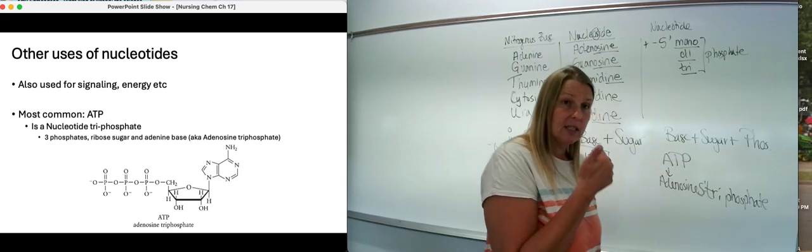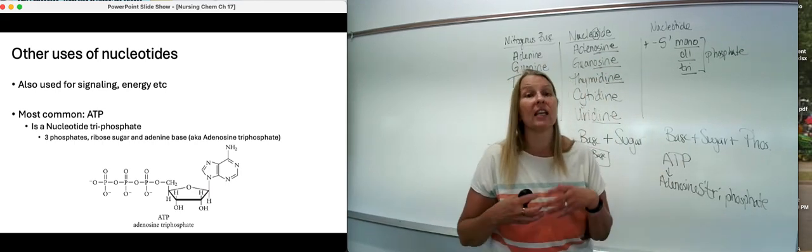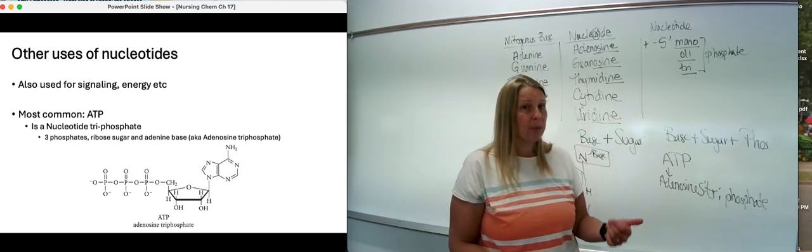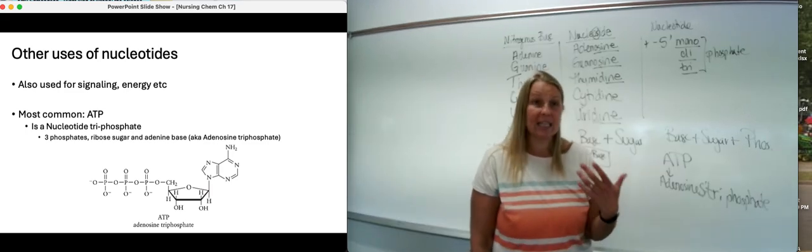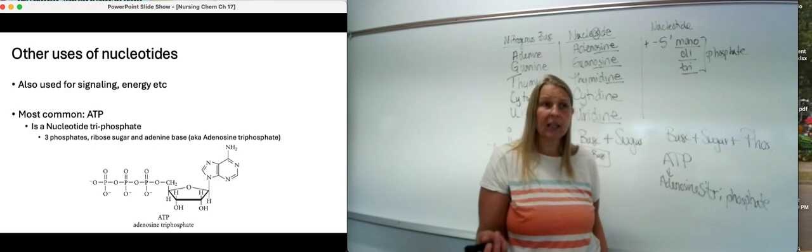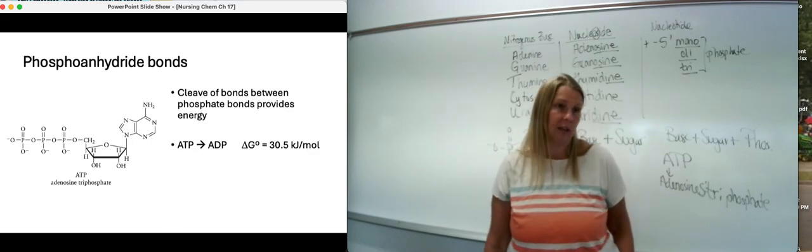So again, we can use these as signaling molecules. Maybe you might have heard of cyclic AMP before. AMP, adenosine monophosphate, okay, or ADP. All of these can be used for signaling, energy currency, a bunch of different things.